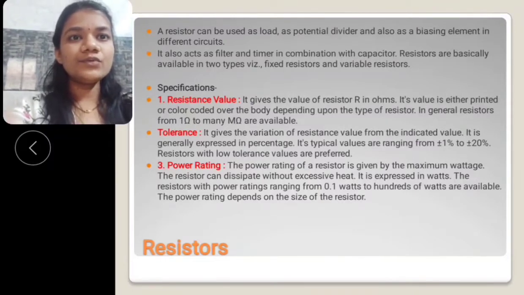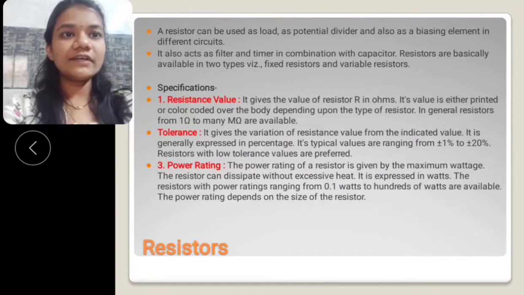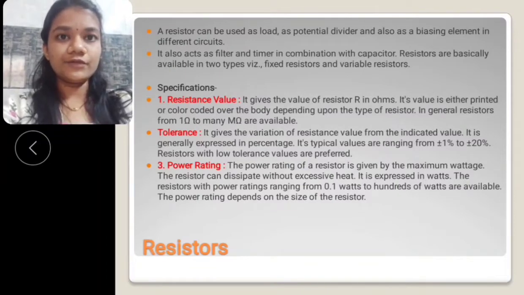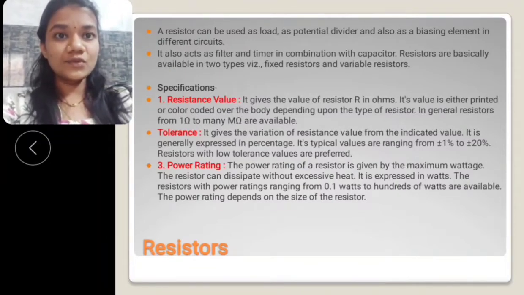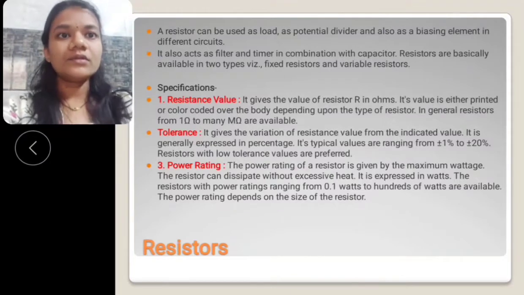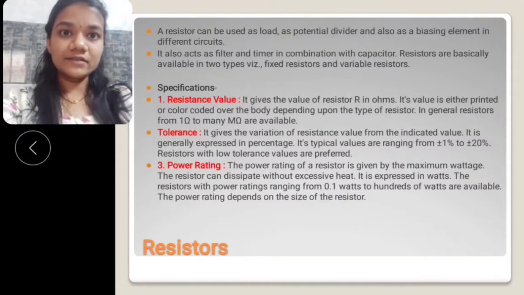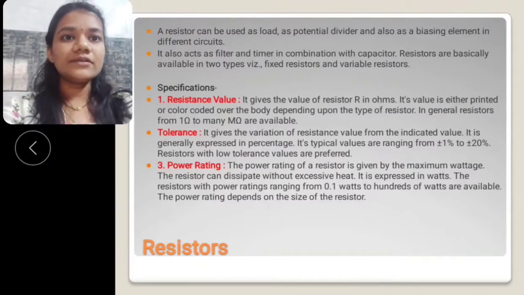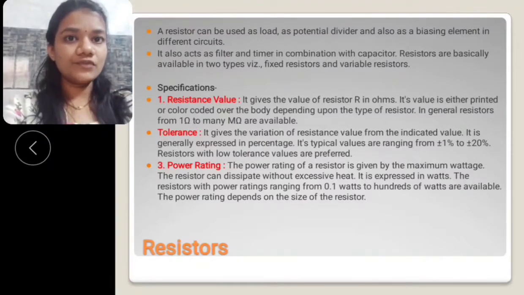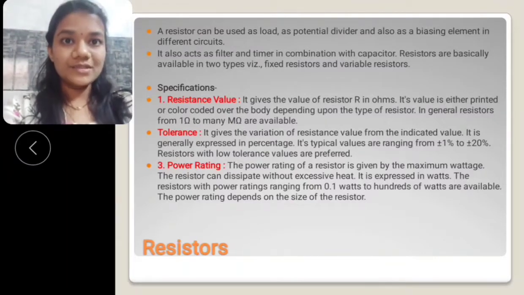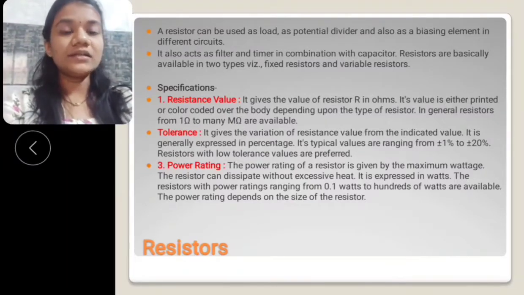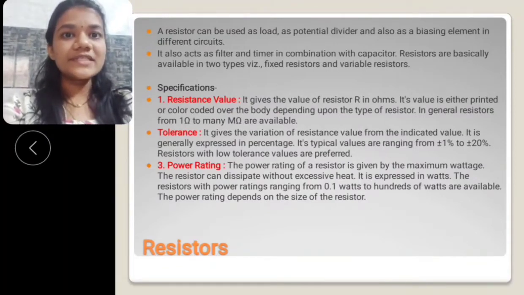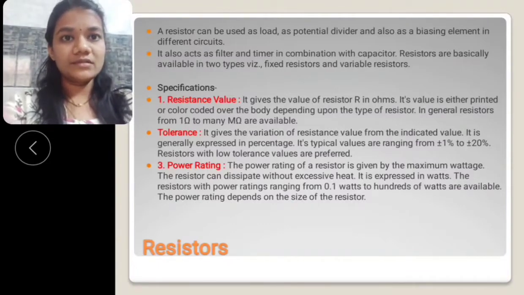A resistor can be used as a load, as a potential divider, and also as a biasing element in different circuits. It also acts as a filter and timer in combination with a capacitor. If we use a resistor in combination with a capacitor, then the circuit acts like a filter or timer. Resistors are basically available in two types: fixed resistors and variable resistors.